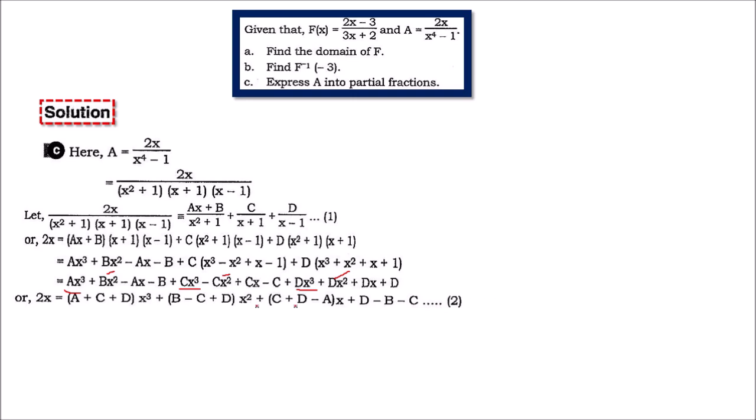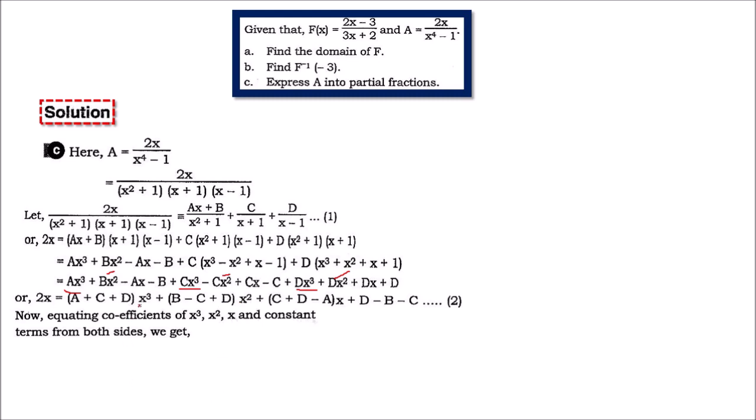This is equation number 2. Now we are going to equate the coefficients of x cube, x square, x and the constant term from both sides. Here it is the left side and here it is the right side. On the left side you can see there is only one term, that is 2x. So only x is there, but the rest of the portion is not there. So there is no x cube, no x square, no constant term. Only the x term is there.